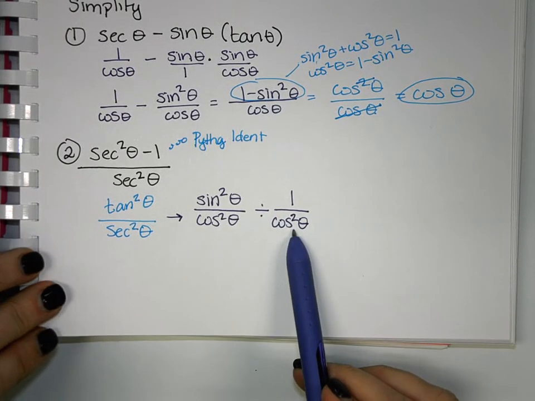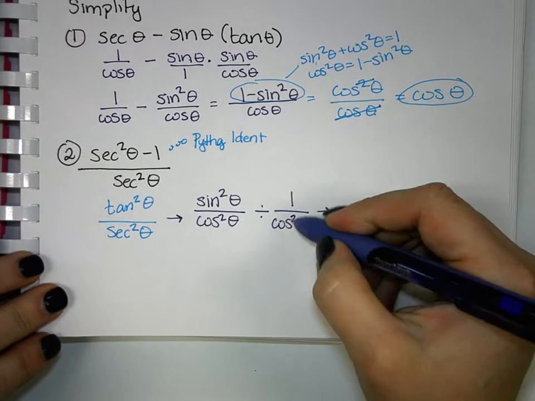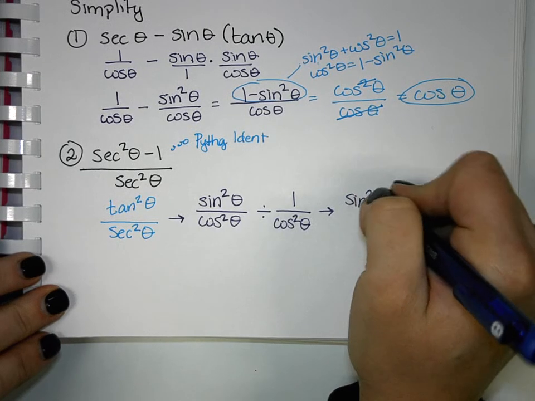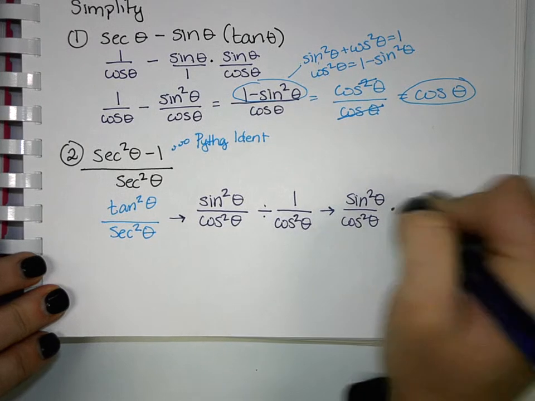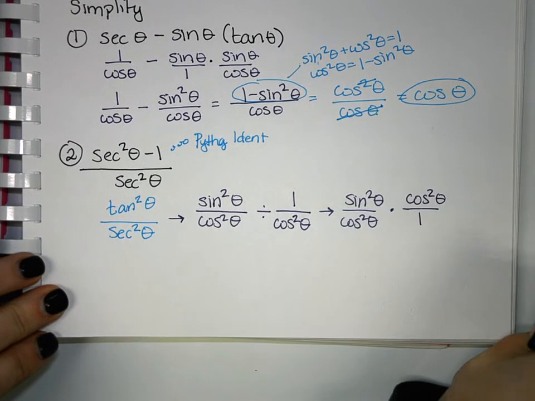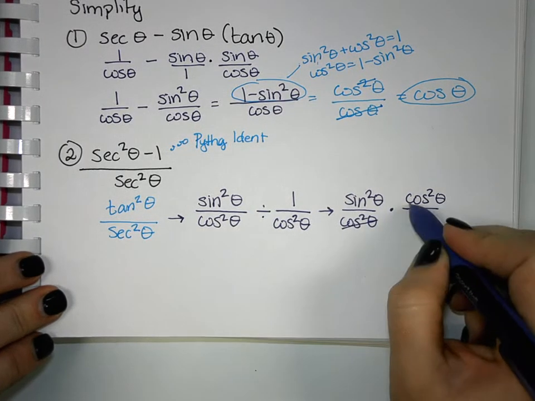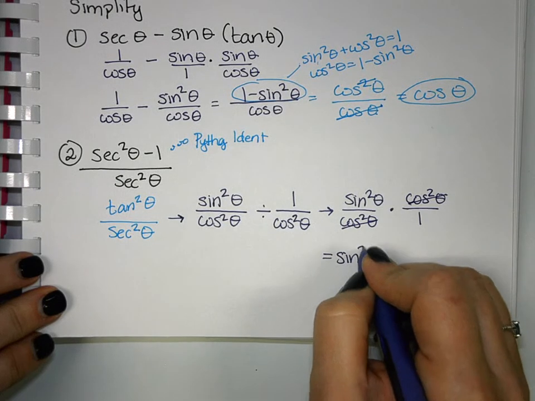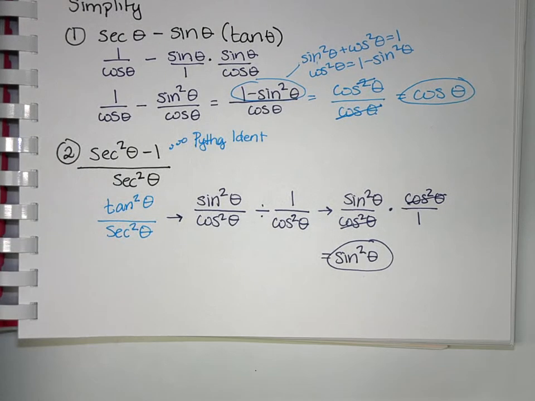So next I'm going to turn this into a multiplication problem. So sine squared over cosine squared times cosine squared theta over 1. Using what we know about algebra, we can cross cancel because they're exactly the same, which means we would have sine squared theta over 1, or just sine squared theta. We have it down to one trig function.